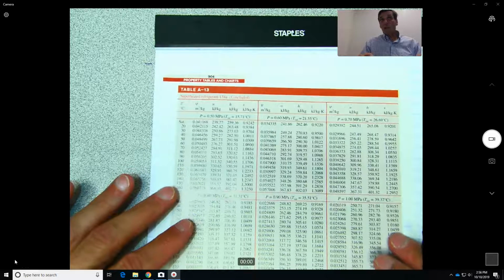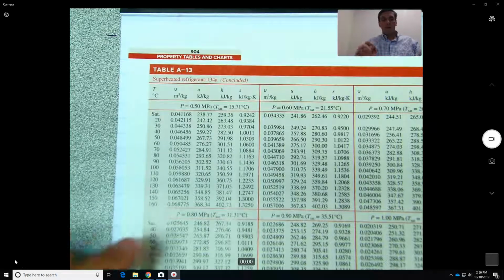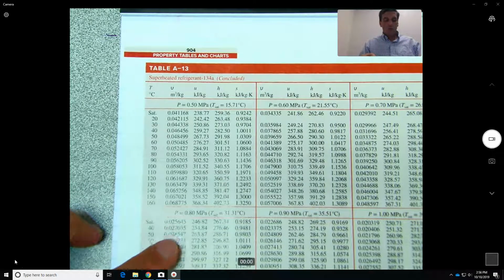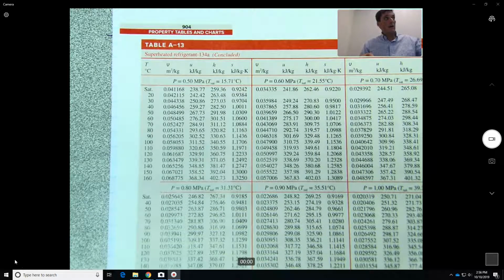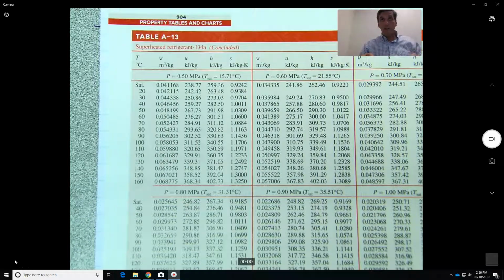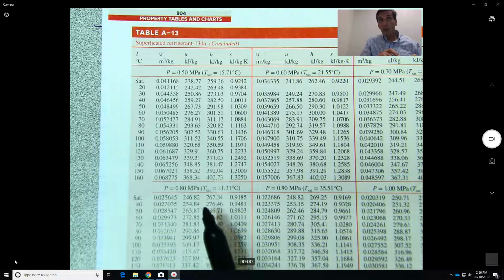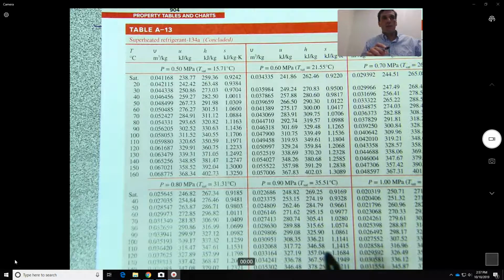So if you go to table A13 over here, let me zoom in. Here you have the pressure 0.5, 0.6, 0.7, 0.8. So over here is at 35, so let's see if you can see. The temperature at 35 is not given, meaning that we're going to have to interpolate. So we're going to interpolate between the saturation temperature and 40. So I need to find the values for H. That will be 267.34, 276.46. Okay? So let me write these two values over here.